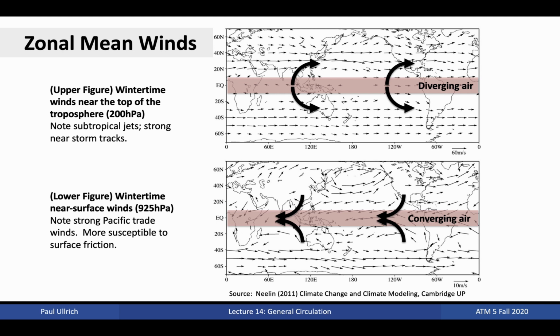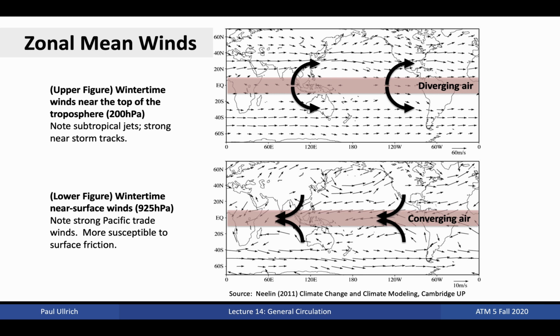Here we see yet another view of the general circulation. The top figure here shows wind direction at the top of the troposphere. We see weak winds around the equator with divergence to the north and south. In the mid-latitudes, we see strong flow towards the east, a region known as the midlatitudinal westerlies. Away from the equator, almost all wind in the upper troposphere is to the east.